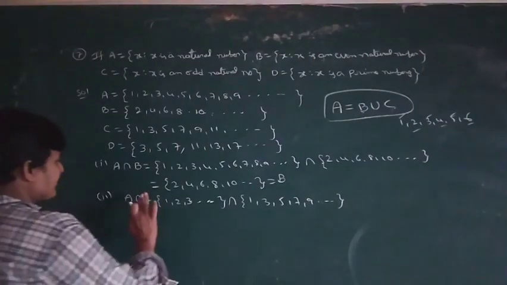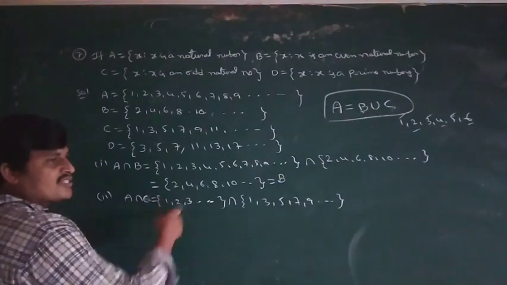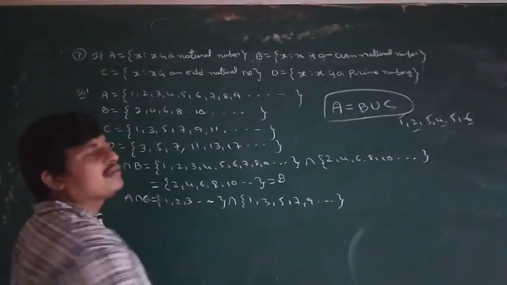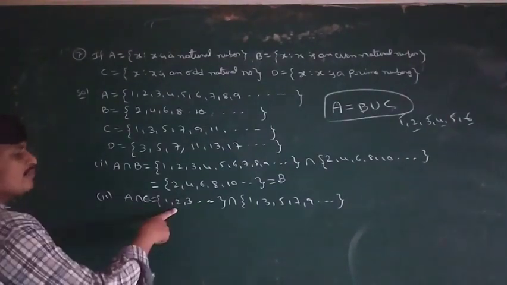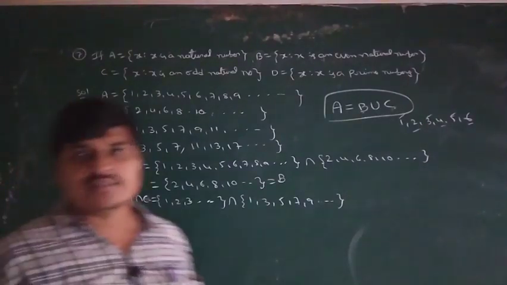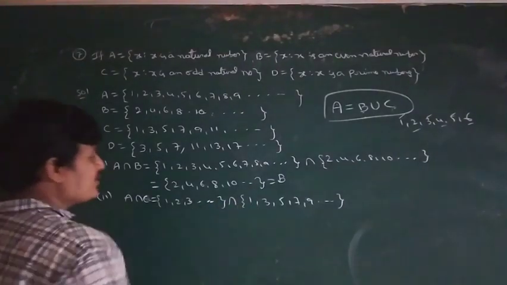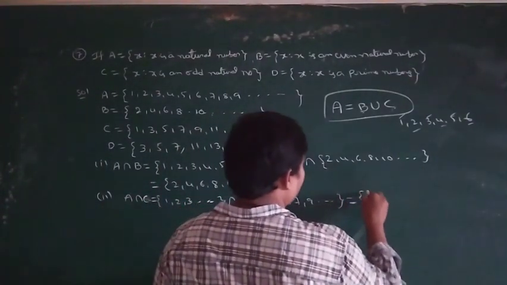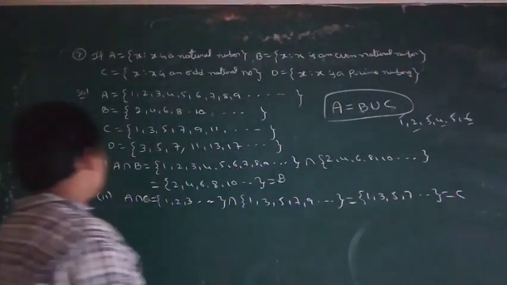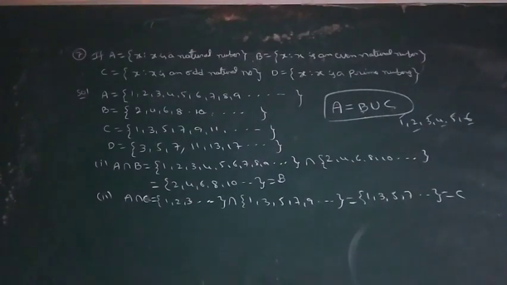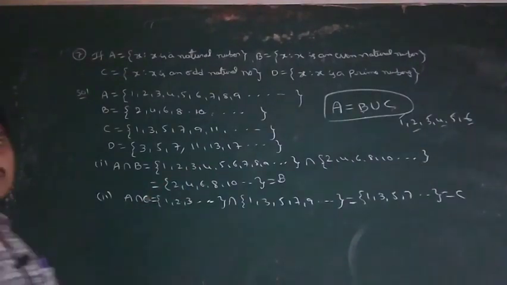So A intersection C. What is C? Odd numbers. What is the common? In natural numbers, even numbers are there and odd numbers are also there. All the even numbers are in the set A, and all the odd numbers are in the set A. So the intersection is the odd numbers 1, 3, 5, 7 and so on. So that is equal to C. A intersection B is equal to B, A intersection C is equal to C. The final result is C.